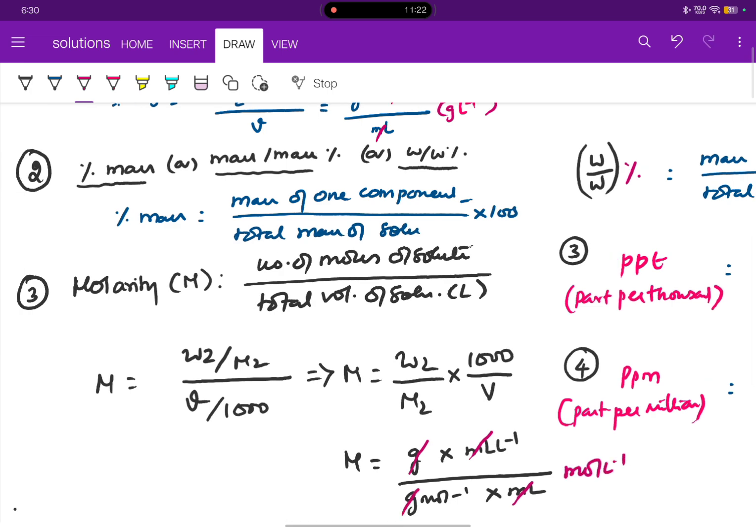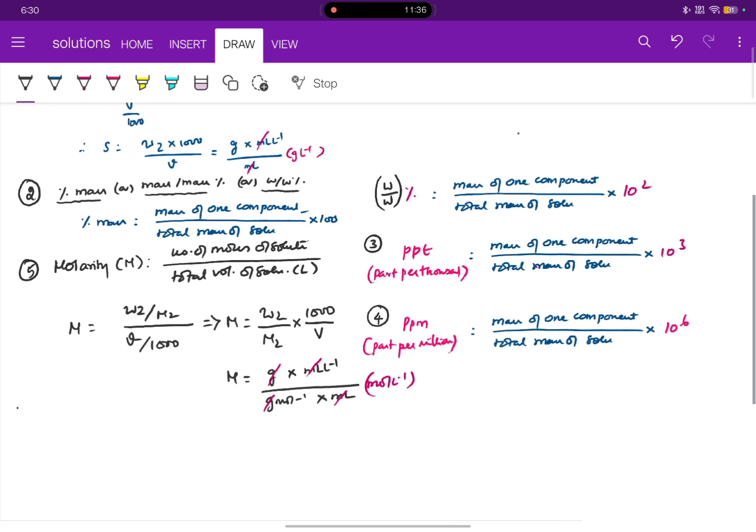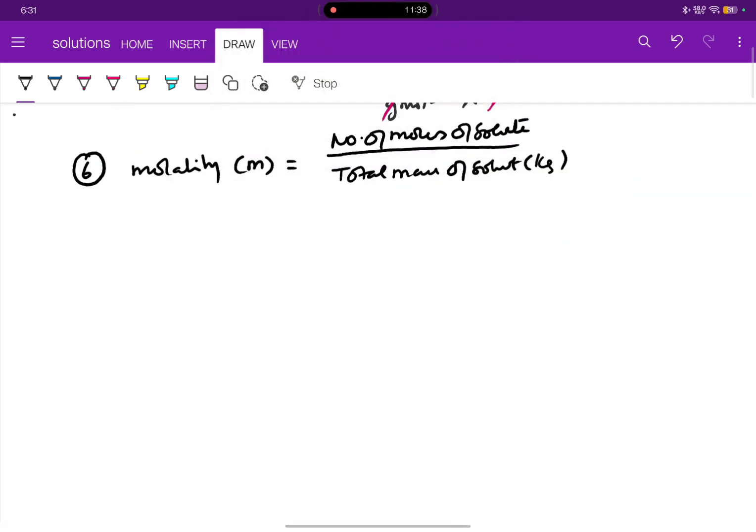Yes sir. Mole per liter. This is your fifth formula if I am not wrong. Correct? Yes sir. Copy பண்ணிக்கோங்க. I'll put all together in one single shot so that you can copy. Yes sir. So molality is equal to number of moles of solute divided by total mass of solvent in kilogram.